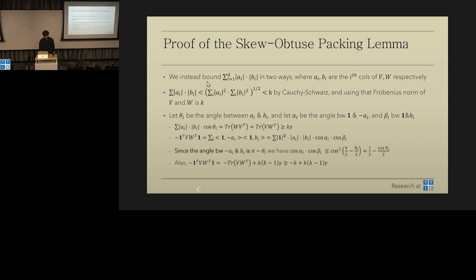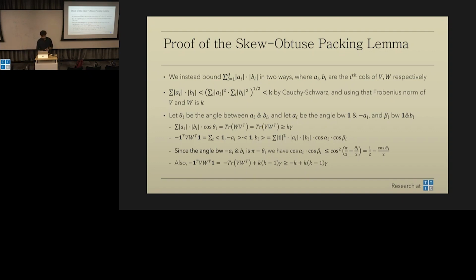And now comes the interesting part. We need a bound on this quantity. We have an upper bound; now we need a lower bound. So let's say theta_i is the angle between A_i and B_i. So A_i and B_i are the two column vectors, and this is the picture. You have A_i, this is B_i, and this is theta_i.